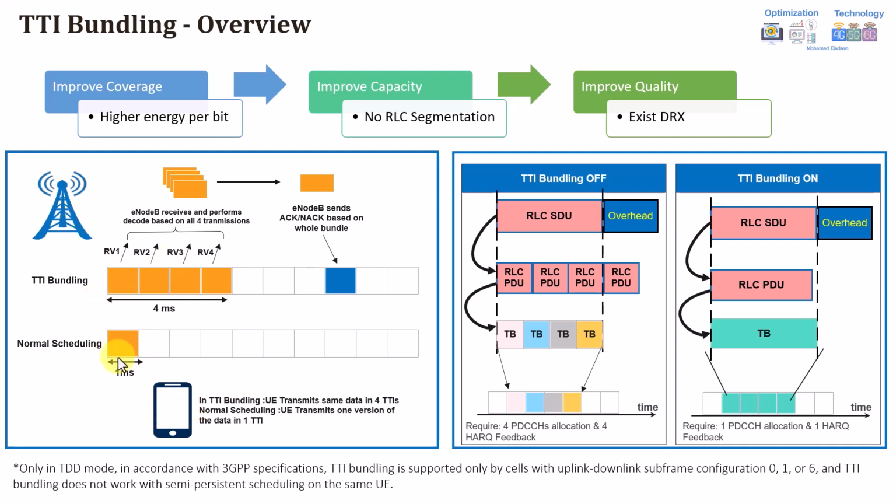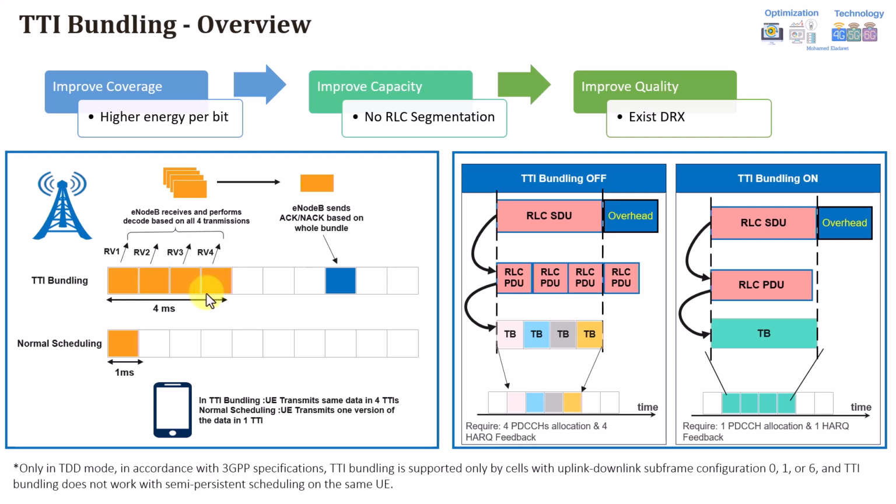The eNodeB will send an RRC configuration message to the user, telling him: now you are in TTI bundling state, so you can start using the TTI bundling scheduling. In general, how the scheduling of TTI bundling is done, as you can see in the figure, assuming that before, in normal scheduling, the user was transmitting one transport block here. Now the same data will be sent 4 times in 4 consecutive TTIs, as shown here, but with different redundancy versions. But the same data will be transmitted.